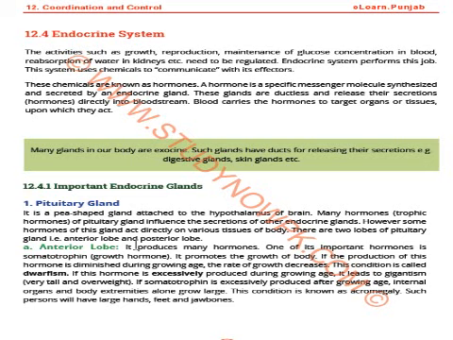So I think three chapters will be included: endocrine system. The activities such as growth, reproduction, maintenance of glucose concentration in blood, reabsorption of water in the kidneys. See, these are the activities and performances which need to be controlled, but they are involuntary. Remember, involuntary, which we cannot control. Okay, but they need to be regulated.